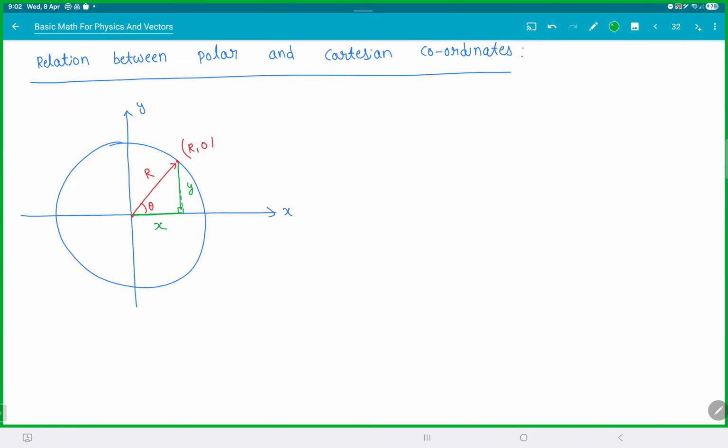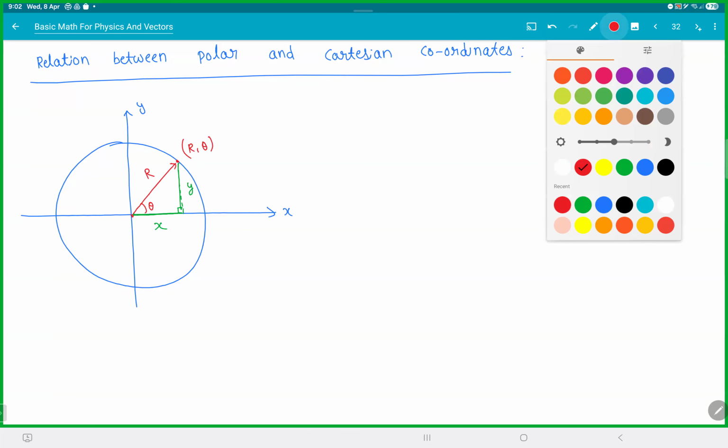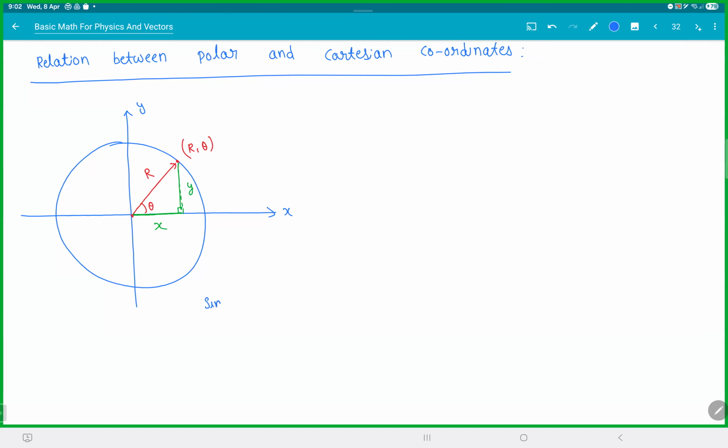That's your x and y axis, isn't it? So this is r comma theta. From this triangle, we can clearly see sine theta is the opposite side, which is y by r. So henceforth, you can remember this: the opposite side is r sine theta.